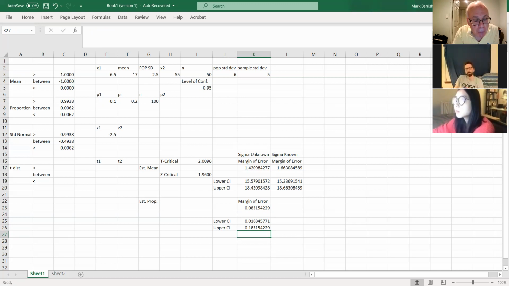Okay. Pretty wide, actually. Did I do it right? Margin of error is 0.08. Did I do that right? Looks like I did it right. Yeah. Okay. I don't see anything wrong. Okay. All right. Anyway, that is how you could set up a spreadsheet to do all of this. Any questions? No.